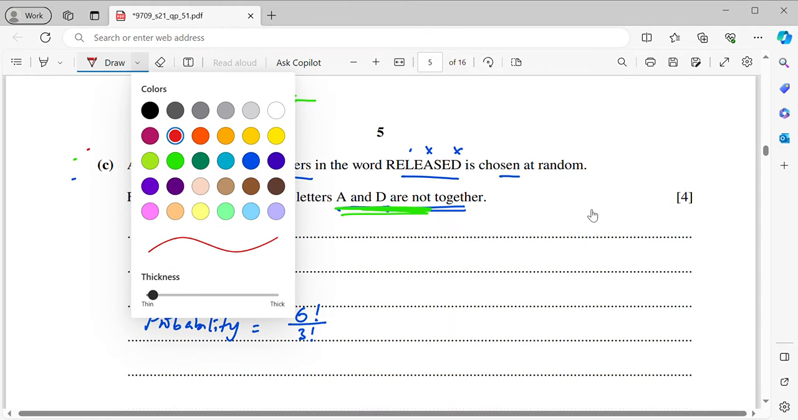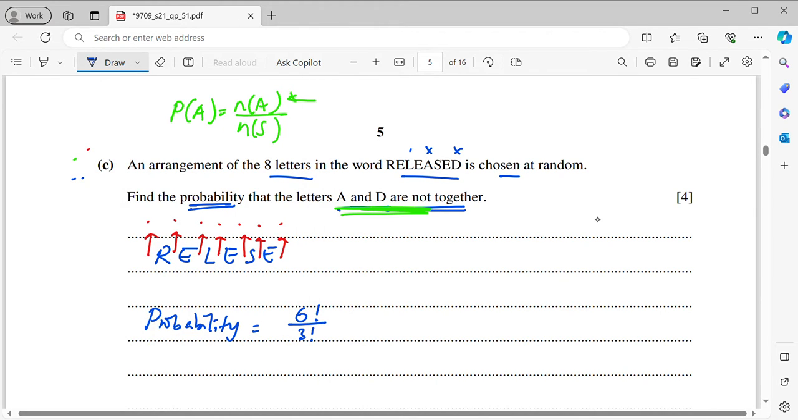Now I have to arrange them. Out of 7 slots, I will permute 2, meaning I choose the first 2, then the first one can be A and the second D, or the first one can be D and the second A. That's why I'm using 7P2 here. With this, that is the number of arrangements of the 8 letters such that A and D are not together.